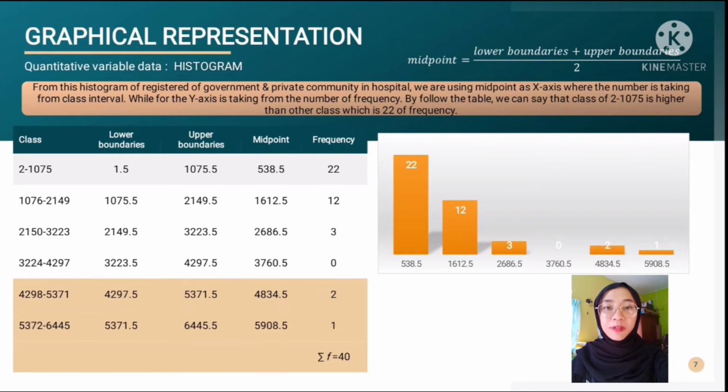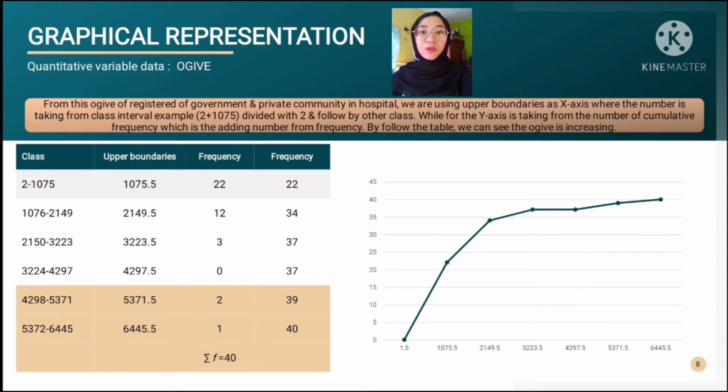Next is graphical representation. First graph we are using is the histogram. The formula of midpoint is lower boundaries plus upper boundaries divided by 2. From this histogram of registered government and private community in hospital, we are using midpoint as the x-axis, where the number is taken from class interval, while the y-axis is taken from the number of frequency. By following the table, we can say that the class of 2 until 1075 is higher than other classes, which is 22 of frequency.